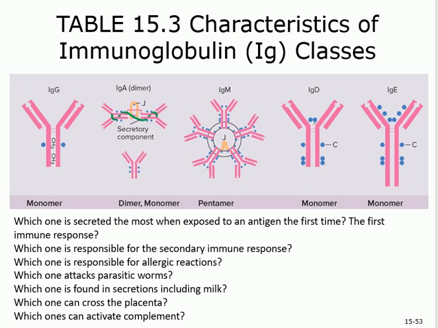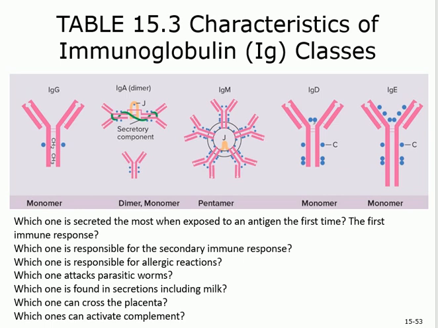Okay? Can you match those? Which one is secreted most when exposed the first time? M. Which one is responsible for secondary? G. Which one is responsible for allergy? E. Parasite. E. Allergy and parasite. E. Allergy and parasite.